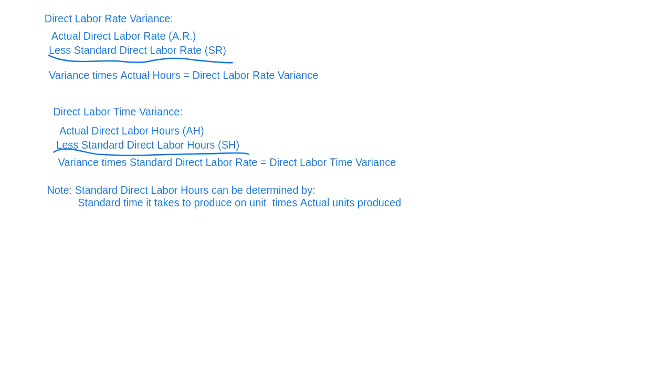But anyway, that's how you calculate it. Sometimes they'll give you the standard direct labor hours and sometimes they won't. So you can calculate it by taking the standard time it takes to produce one unit times the actual units produced. That will give you the standard direct labor hours that this company has used for this period of time.